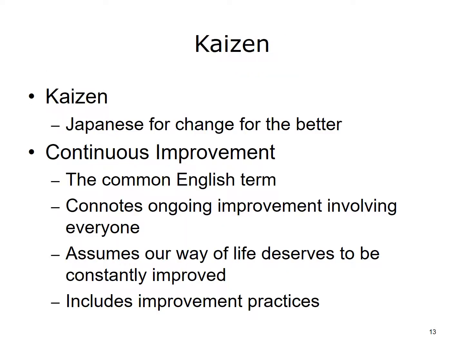Kaizen is a Japanese term for change for the better. The common English term is continuous improvement. The term connotes ongoing improvement involving everyone and assumes our way of life deserves to be constantly improved. It also includes improvement practices such as customer orientation, automation, and quality improvement.